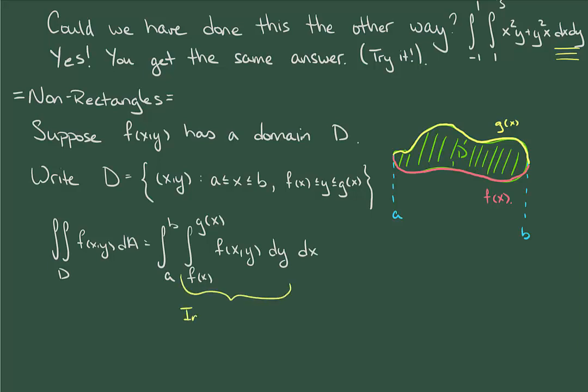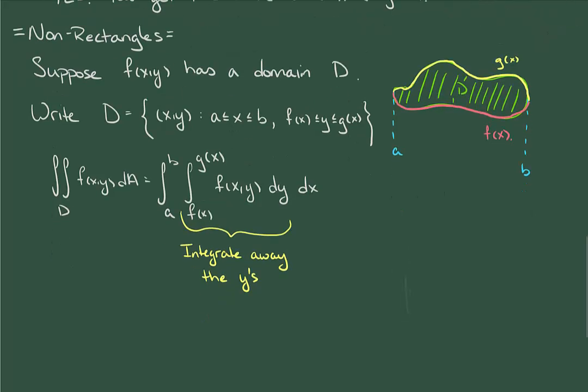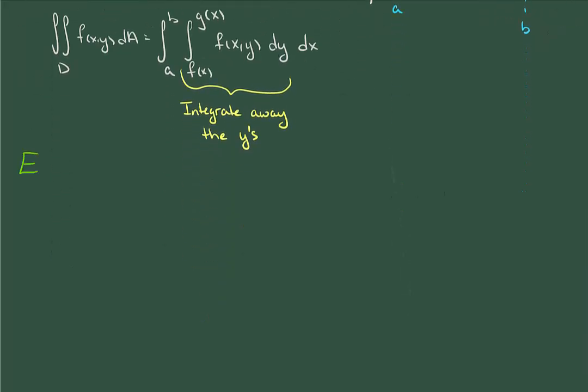So what we've done here is we've integrated out the y variables, right? So our answer will depend on y, but then we're going to substitute y equals f of x and y equals g of x. And in doing that, we'll only have x's left over. And so it makes sense to do that outer integral as well.